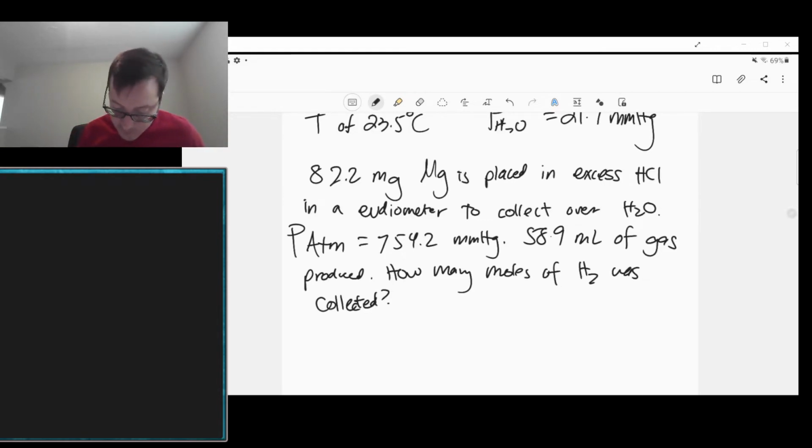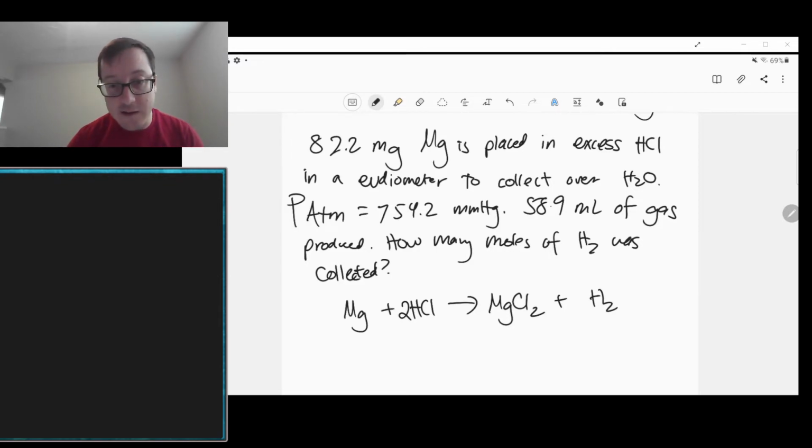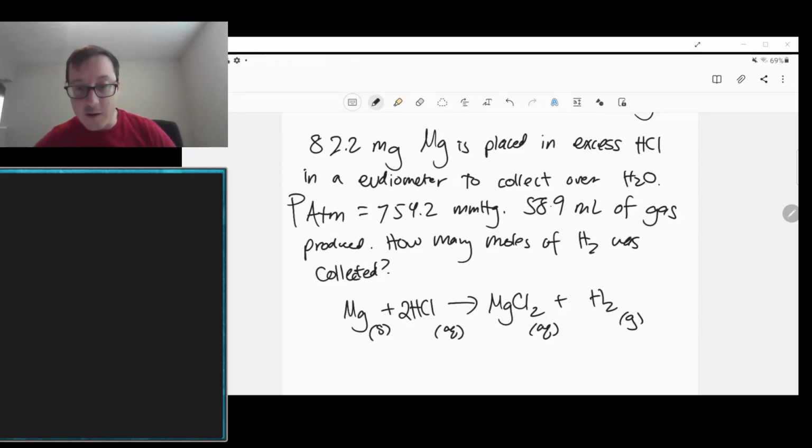So first things first, right? We should know the equation for what we're doing. Magnesium and HCl is collected over water. So we have magnesium plus HCl. Hopefully we are able to predict that this is a single replacement reaction. So balancing, we get that. We notice we produce a gas, of course, because we're doing gas laws. It would make sense, right?